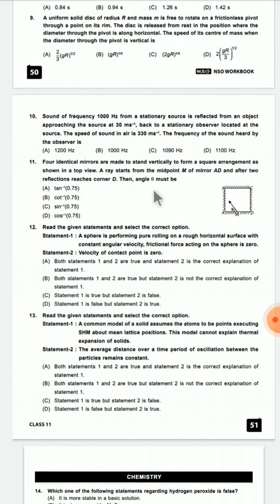Four identical mirrors are made to stand vertically to form a square arrangement as shown in the top view. A ray starts from the midpoint M of a mirror AD, and after 2 reflections reaches corner D. Then the angle theta must be: option A, 1 by tan 0.75; B, 1 by cot 0.75; C, 1 by sine 0.75; or D, 1 by cos 0.75. So here the ray is starting from the point M at angle theta and reaches the corner D along the parallel path.